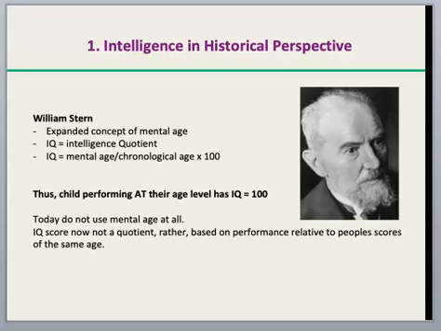The next person that we're going to talk about is William Stern. William Stern was a German psychologist who came along around the same time, slightly after Binet, and he expanded the concept of mental age. He developed what is now known as IQ, intelligence quotient. And what the IQ is, you take the mental age of the child, divide it by the chronological age, and multiply that by 100. Thus a child performing at their age level has an IQ of 100.